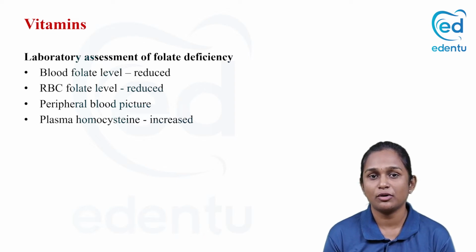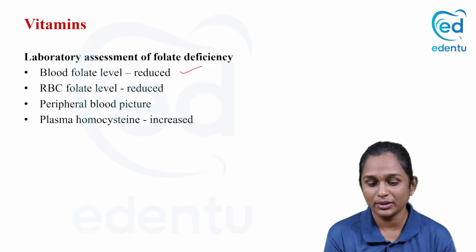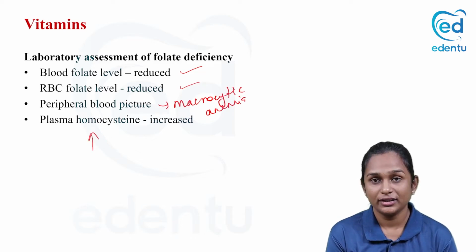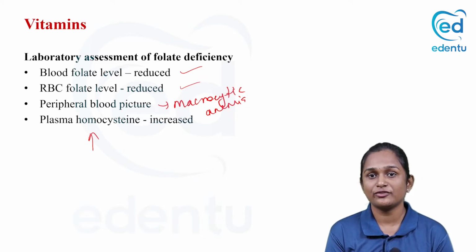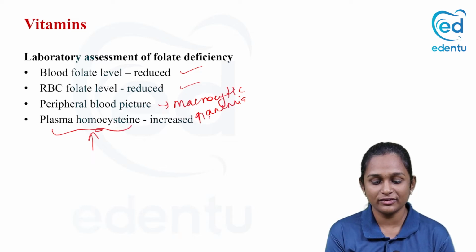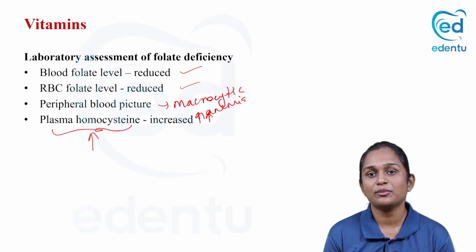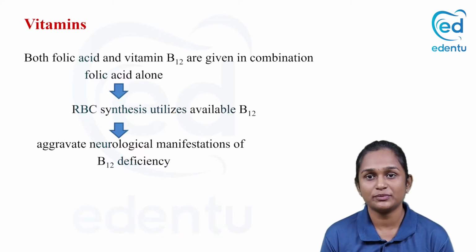So what will be the laboratory findings? If you measure folic acid, it will be reduced both in blood and RBC. If you see the peripheral smear, it will be macrocytic anemia. If you see the levels of homocysteine, it will be high, right? Yes, because homocysteine should be converted to methionine. Because of the deficiency of folic acid, this conversion will not occur. So the plasma homocysteine level will be increased. So these are the laboratory findings of the deficiency state of vitamin B9.